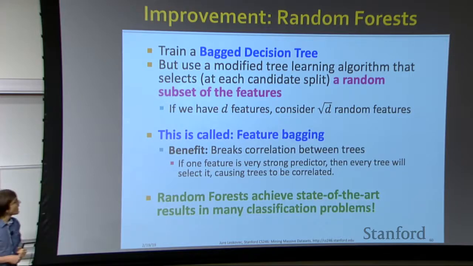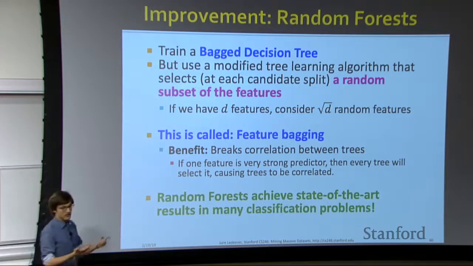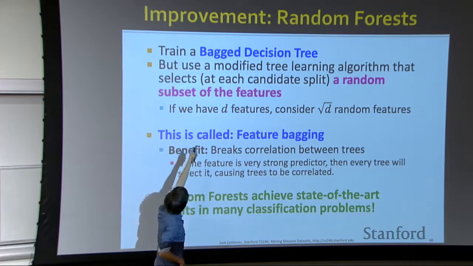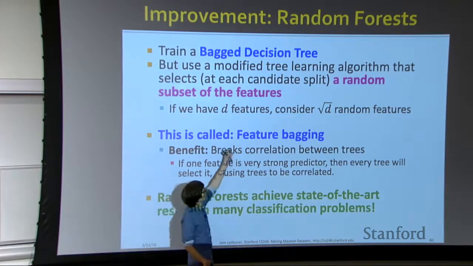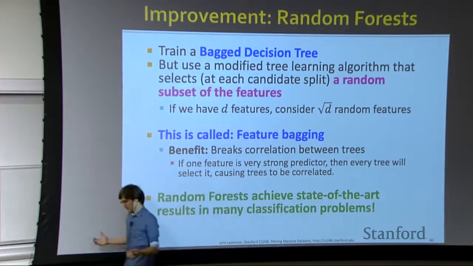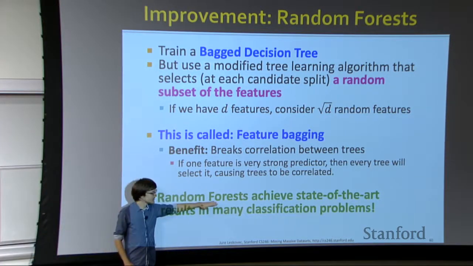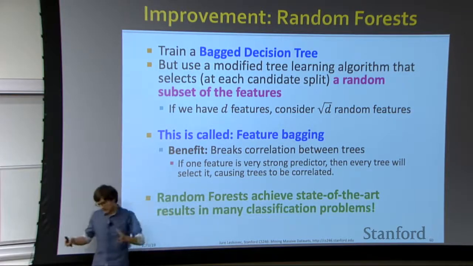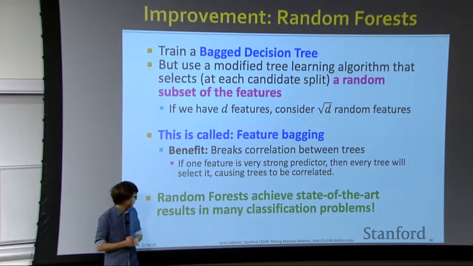Now, a further improvement over bagged decision trees is a method called random forests. Here the idea is that you not only train over a random subset of the data, you also learn on a random subset of the features. And this is called feature bagging. So you would be bagging both the training data as well as the features on which you learn. And again, this is the way to go. So create trees on subsets of data and subsets of features, and then average their output.